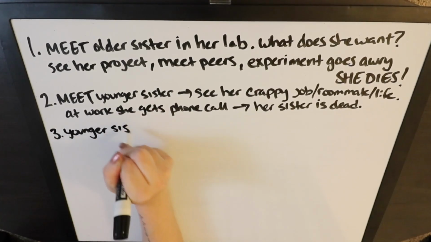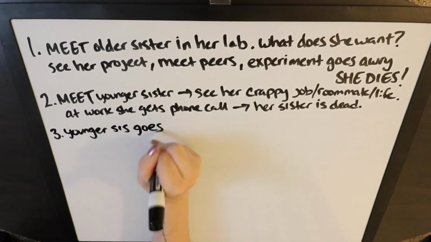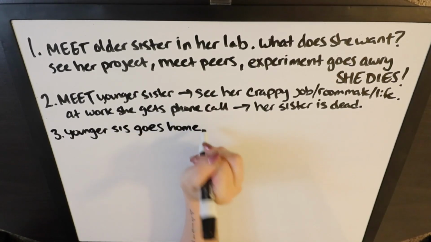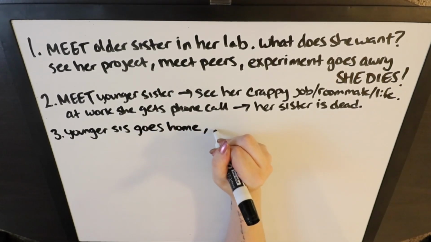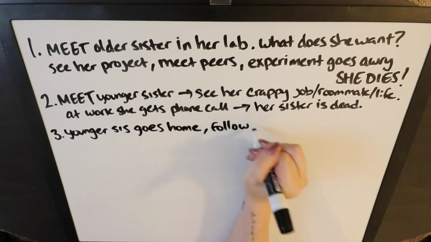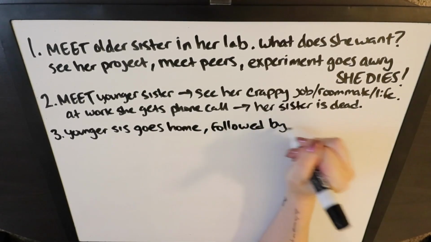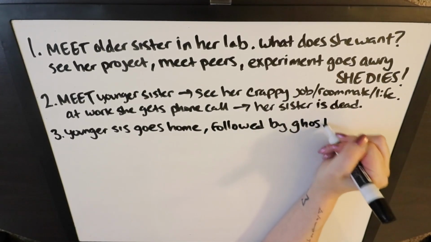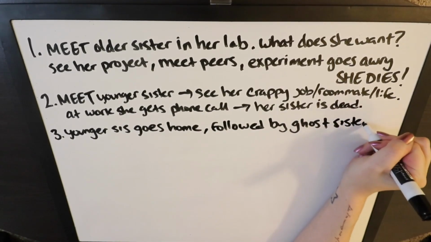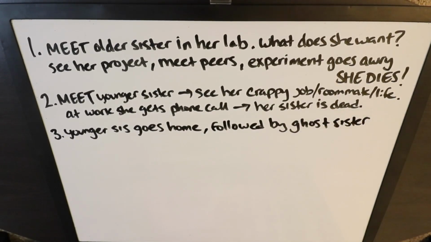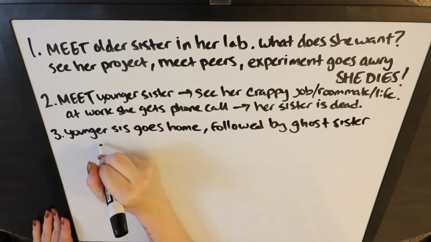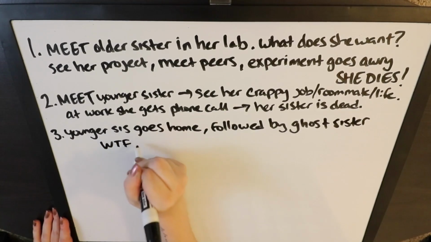The manager said she doesn't have to finish her shift, so she's heading home. She's on the bus, the subway maybe, I don't know. And she looks next to her, and there is her sister as a ghost, looking really pissed off and asking, can you hear me now? Younger sister, of course, freaks out. She thinks she's hallucinating. Of course, no one else on the bus can see the older sister.